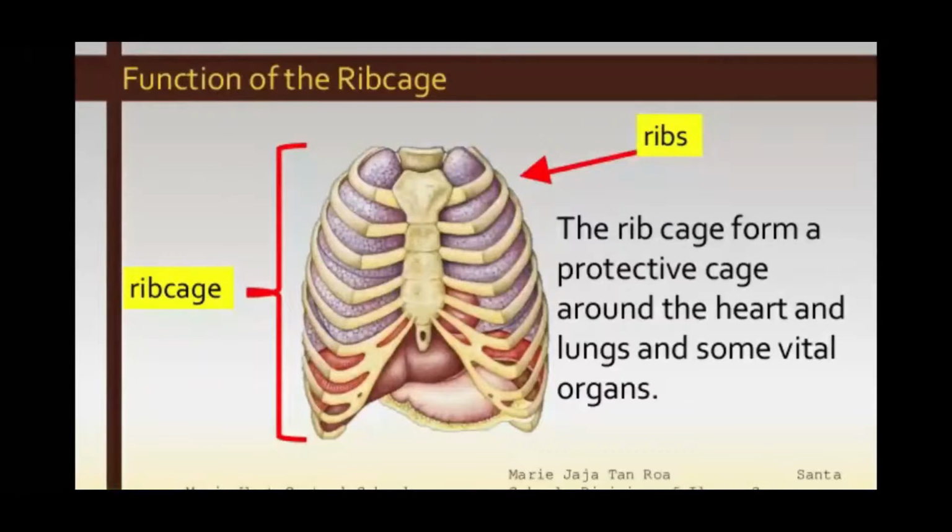Functions of rib cage. The rib cage protects the lungs, heart, and liver.